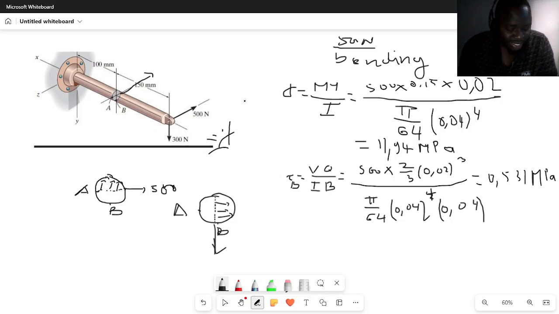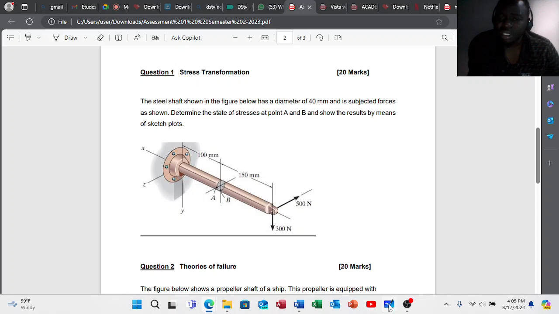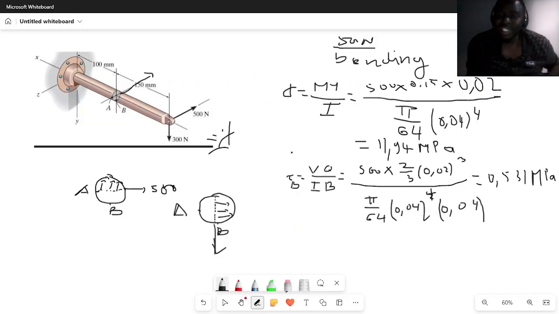So now this is what happens when they say represent. Let me read that question again, I don't really understand. Show the result by means of sketch plots. This is simply what they mean. Let's look at this stress here. We know that this will be the stress due to B. So now how do you represent it? Basically you come around your section here, you draw it in 2D, the way I did 2D.